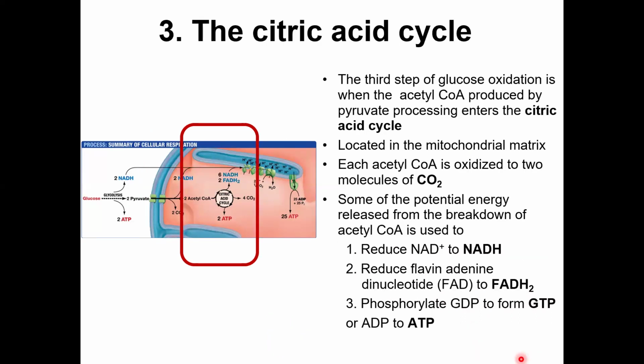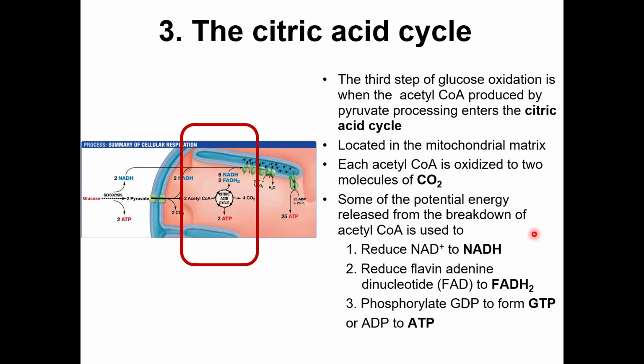Now we have what is called the citric acid cycle. This is the third step in cellular respiration. What happens is that when the acetyl-CoA is produced, it goes into that cycle and it's located specifically in the mitochondrial matrix. Each of these acetyl-CoA molecules ends up being oxidized into two molecules of carbon dioxide.